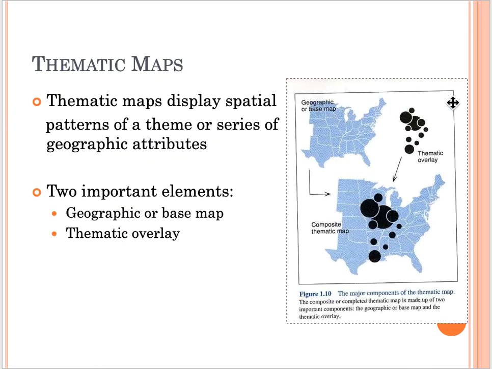Now I want to talk about thematic maps. Thematic maps display spatial patterns of a theme or series of geographic attributes. There are two important elements for thematic maps. The first one is a geographic or base map, and the second is a thematic overlay.